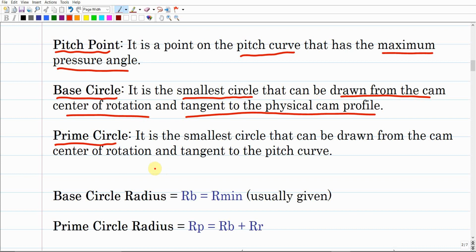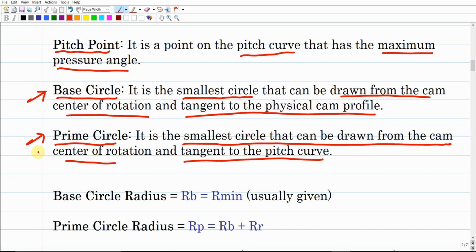Then we also have another circle, which is the prime circle. This is like a virtual circle. It is not a physical circle like the base circle, but it is also the smallest circle that can be drawn from the cam center of rotation, very similar to the base circle, but it should be tangent to the pitch curve. So what is the difference between the base circle and the prime circle?